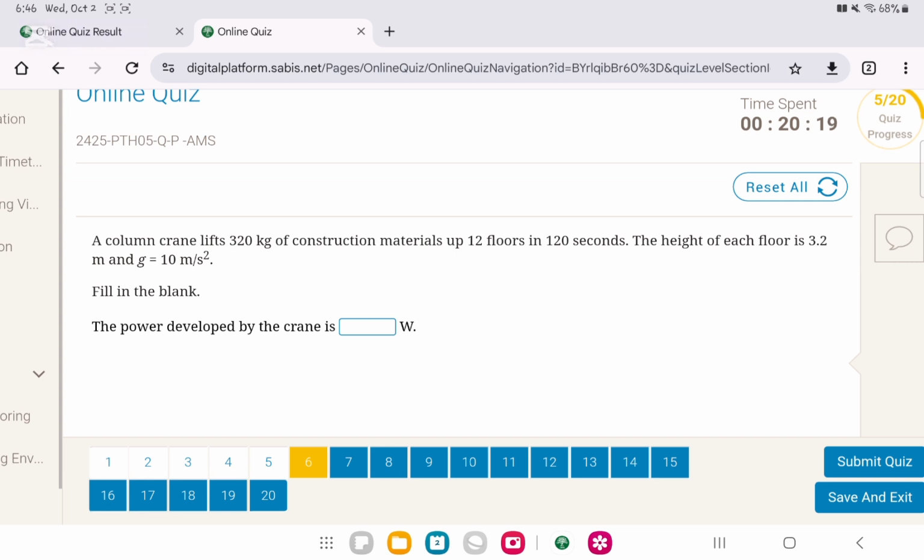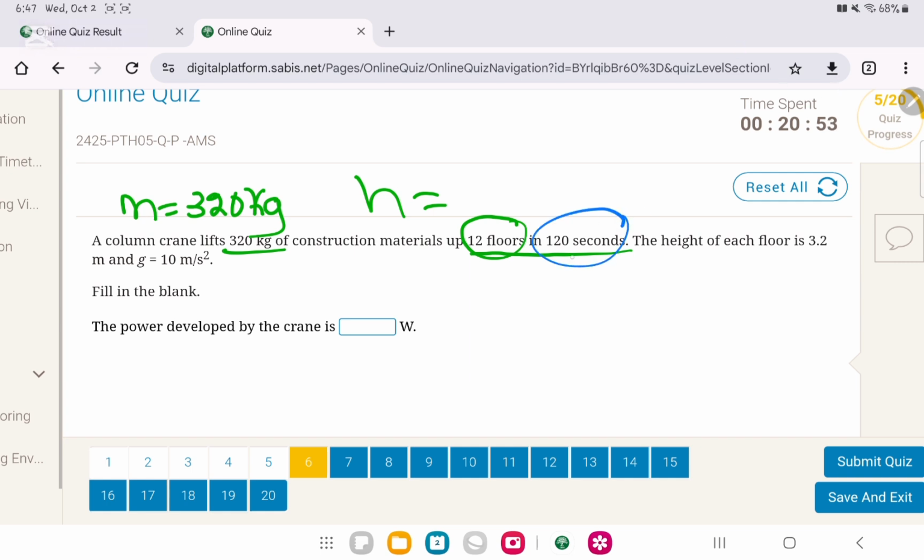Question number 6. A column crane lifts 320 kilojoules. Okay, this is our first given. Mass is equal to 320 kilojoules. Sorry, kg, not kilojoules, kg. Of construction material up 12 floors in 120 seconds. So it's up 12 floors. This is our height. It's not the correct height, but it's height still given. In what? 120 seconds. So we have the time.